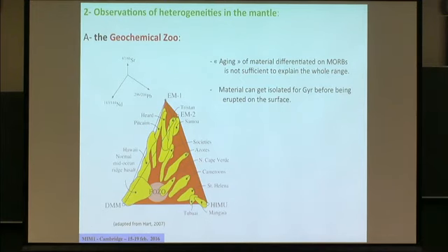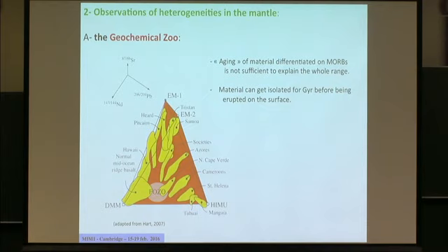So the observation of heterogeneities in the mantle. So I'm a physicist, and so I have a lot of trouble with geochemistry. But from what I understood, if you have those sort of diagrams, you can make sense of it if you say that in fact you need different heterogeneities in composition, in isotopic composition, in the mantle, and then you can explain all those arrays corresponding to the different hotspots.